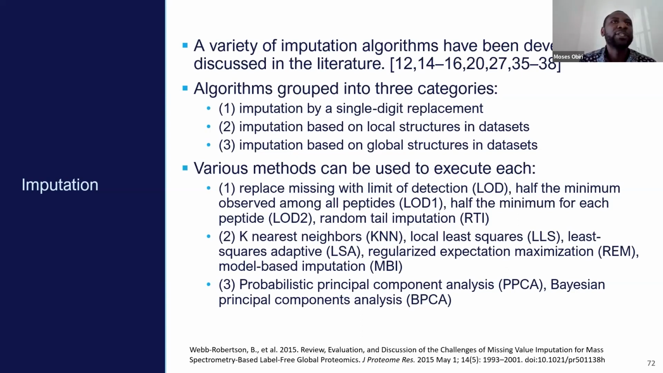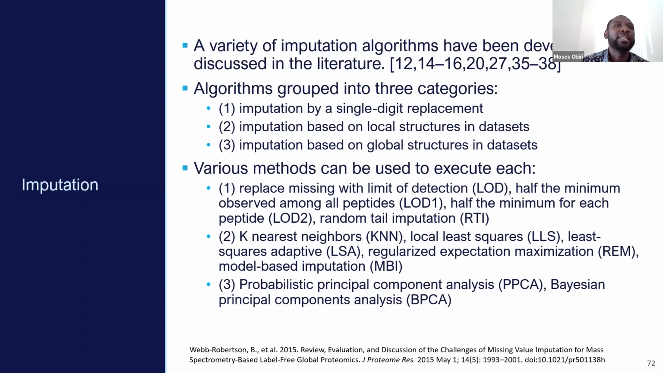In terms of the imputation methods used in the biological domain, these methods are grouped under three main categories. We have imputation by single value replacement. These methods include replacing missing values with your limit of detection, replacing them with half the minimum observed among all peptides, and replacing them with half the minimum for each peptide. There is also random tail imputation.